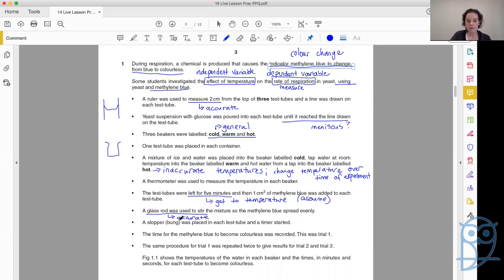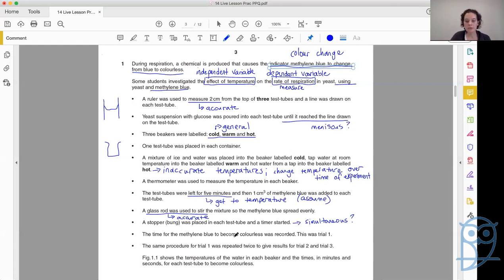So, a stopper, technical name a bung, was placed in each test tube and a timer started. Here we have a problem. We've got to place a stopper and start the timer. Now you've only got 2 hands. One can do a stopper and one can do a timer, but you've got 3 test tubes. So here is a potential problem. That could affect the accuracy and the reliability of our results. It could introduce an error.